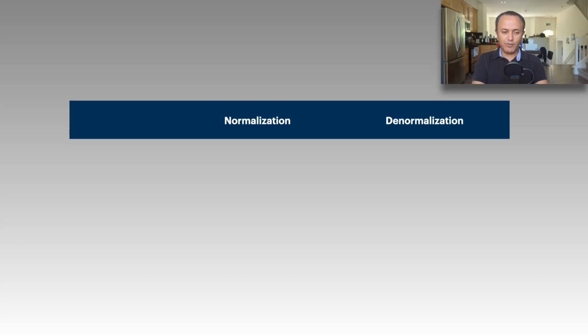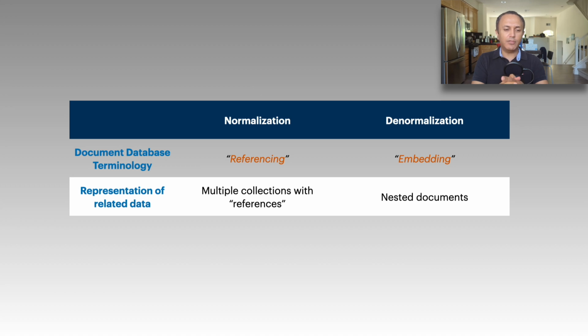Let's look at these. So you have normalization, you have denormalization. Usually in the context of document databases, we refer to them as referencing and embedding. Normalization, or referencing, means that the data is split across multiple collections with references between them, something similar to foreign keys in relational databases. In embedding, it means that you have nested documents within the same collection. So instead of having a reference to something else, you just embed that data in the same document.